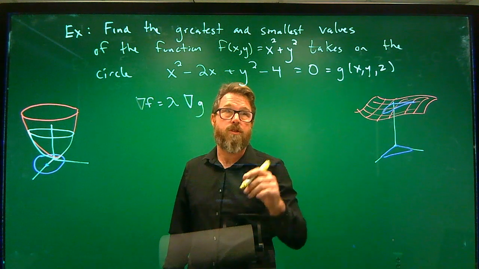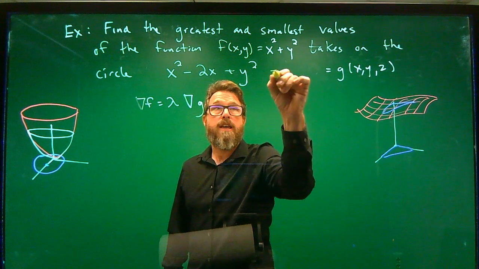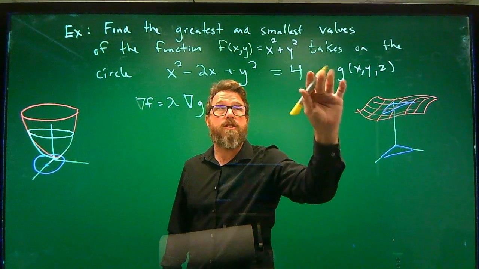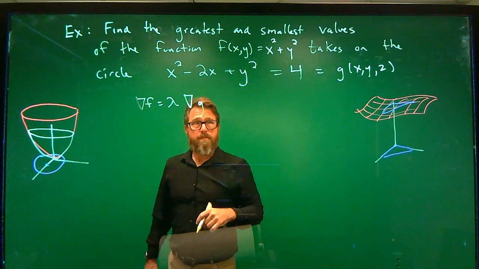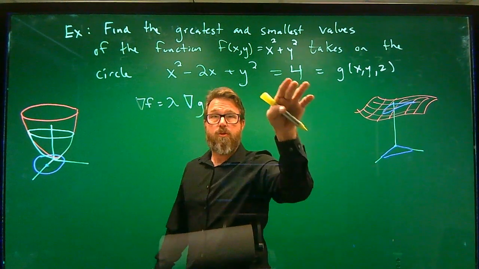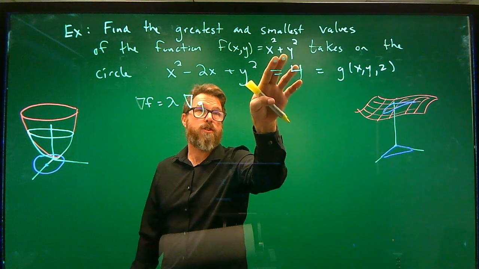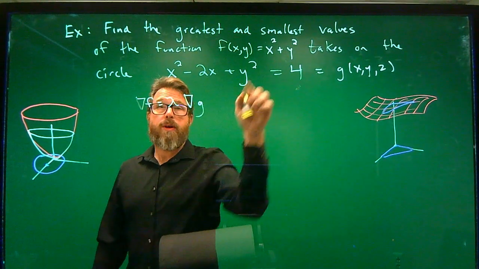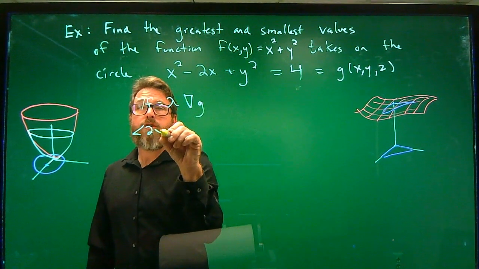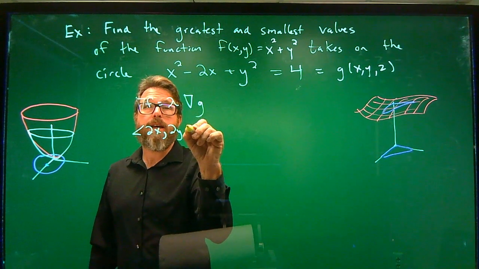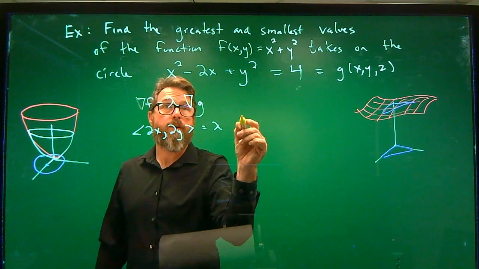I could say it was equal to 4 if I want. I could say equals 4 by sending the 4 to the other side. So as long as this thing is equal to a constant, we know that this is the constraint and this thing is the function. So the gradient of f, this is going to be 2x comma 2y, and this is going to be parallel to the gradient of g.